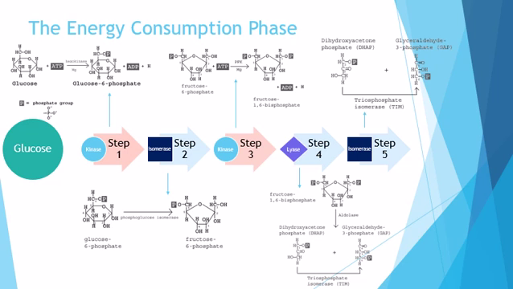In step 2 of glycolysis, an isomerase-mediated reaction converts glucose 6-phosphate into fructose 6-phosphate by rearranging the covalent bonds in the molecule. Step 3 uses another kinase enzyme to catalyze a phosphorylation reaction. This step removes another phosphate group from ATP and gives it to fructose 6-phosphate to form fructose 1,6-bisphosphate.